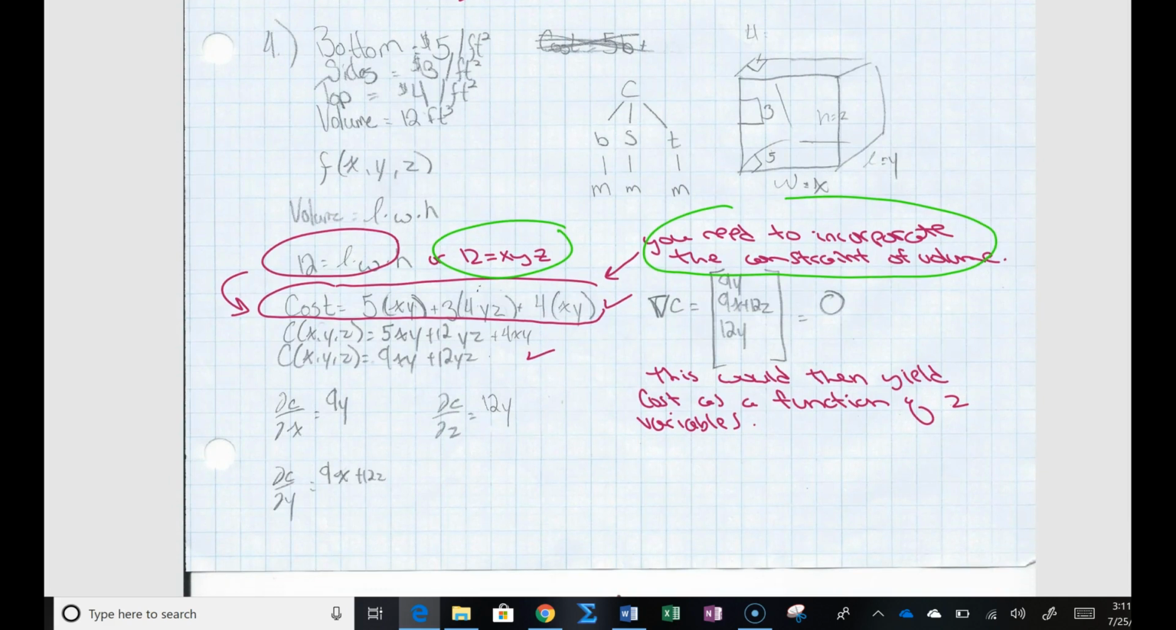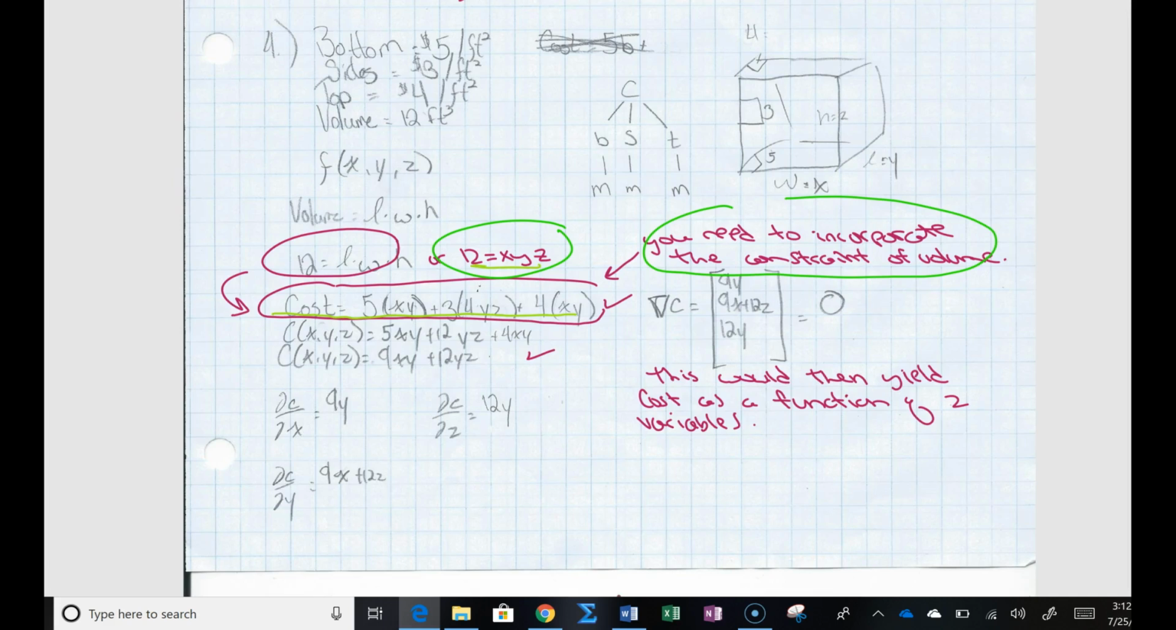You were asked to find the dimensions of the box, which you labeled as X, Y, and Z, that would have the minimum cost given a volume of 12, okay? The one pretty important step that you forgot here was to incorporate the constraint of volume. So this equation here is correct in that this is your cost function. This is the function that needs to be optimized, in this case, minimized. What you need to then incorporate into this is this equation here, 12 equals X times Y times Z.